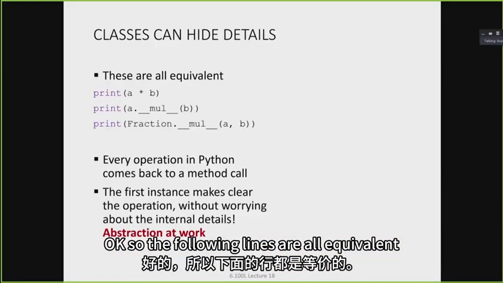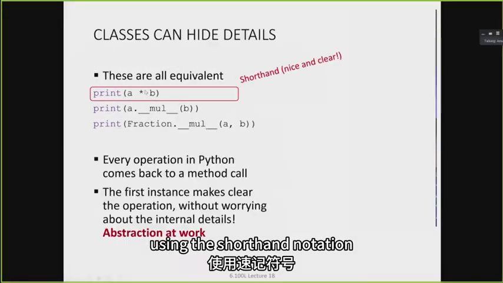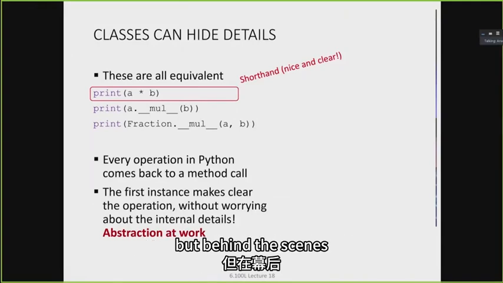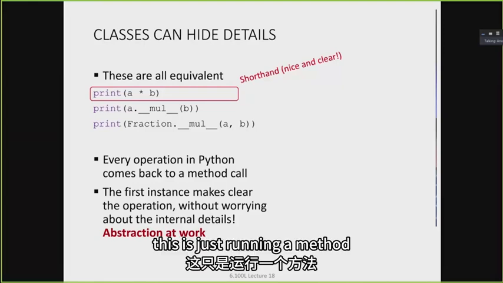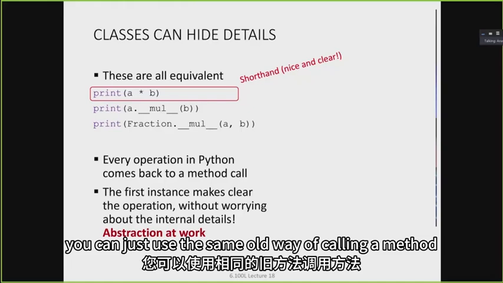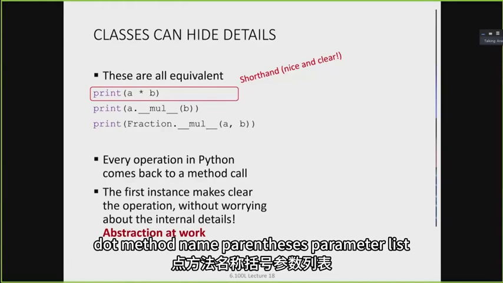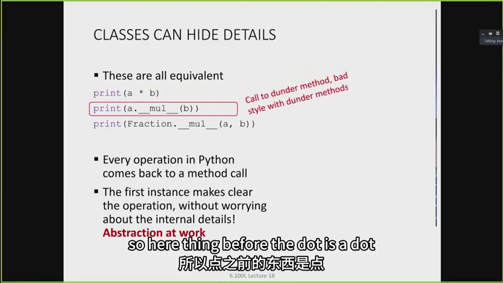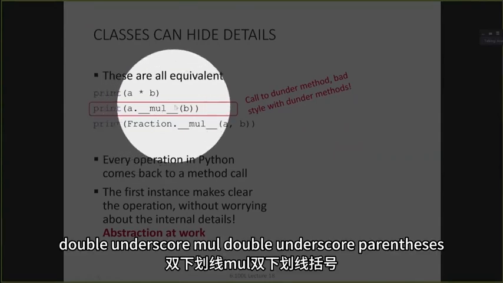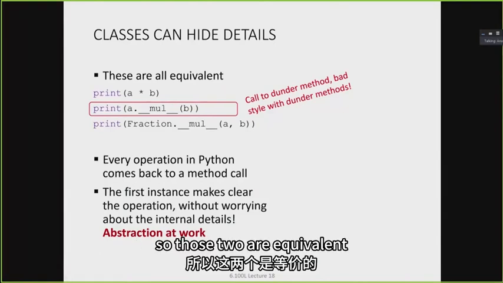Okay, so the following lines are all equivalent. Using the shorthand notation is a very nice, very Pythonic way to multiply two fractions together. But behind the scenes, this is just running a method. So of course, if you really want to, you can use the same old way of calling a method: thing before the dot, method name, parentheses, parameter list. So here, the thing before the dot is a, dot, the name of my method, double underscore mul double underscore, parentheses, and all of the parameter list except for the thing I'm calling it on. So those two are equivalent.